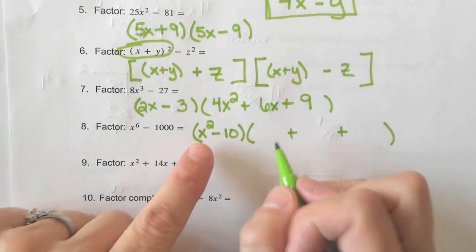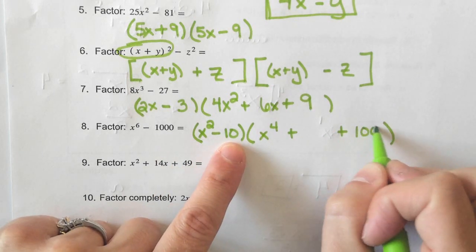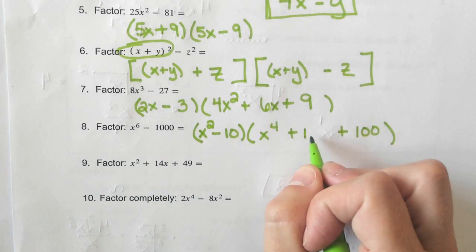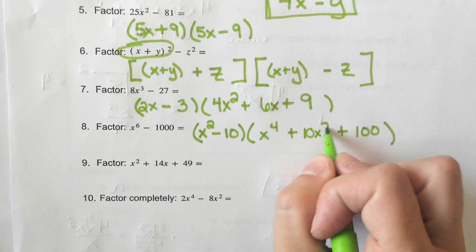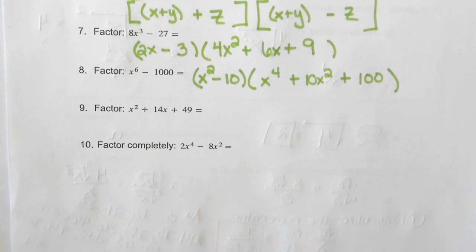Take the first term and square it. Take the last term and square it. And then multiply them together. The next one I know you can do. You don't even have to turn on your brain much. You can do that one. Do the next one on your own.